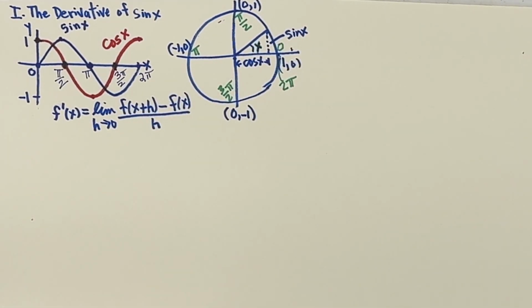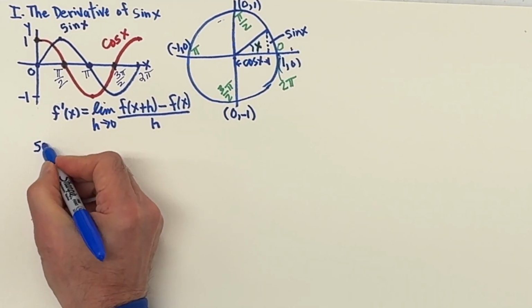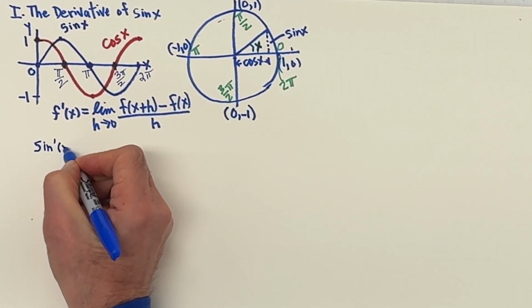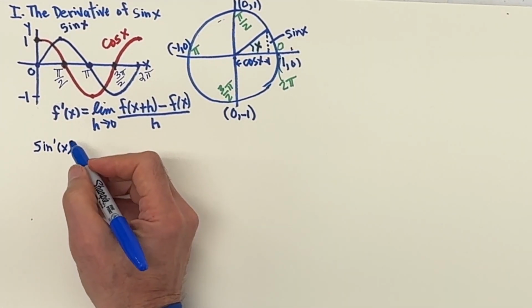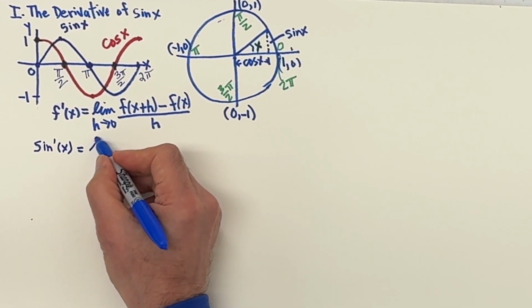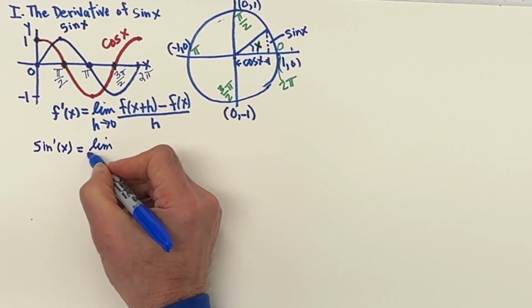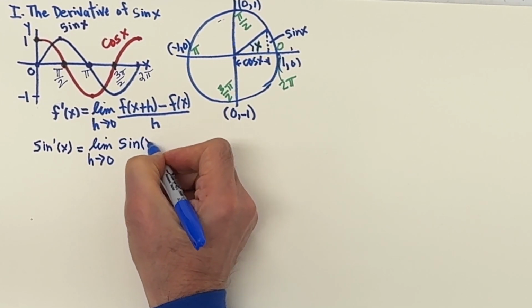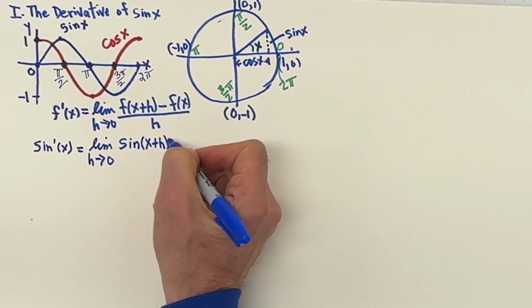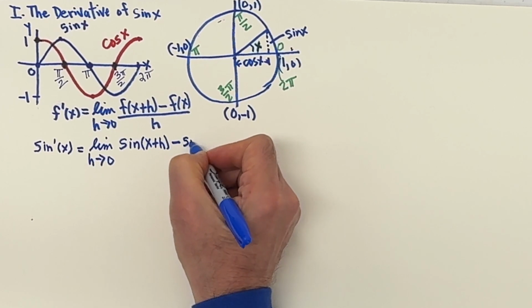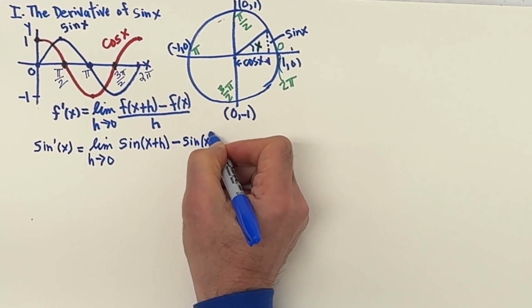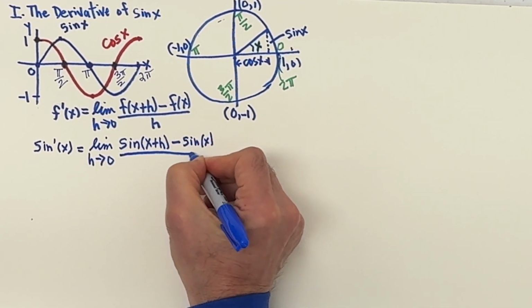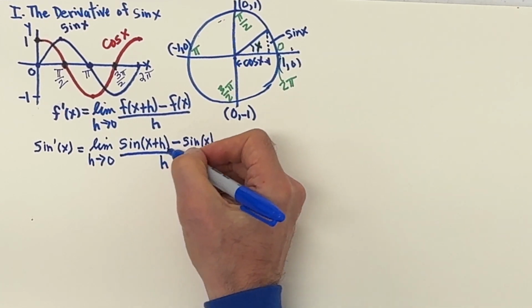All right, now to do this, for the derivative of the sine, we need to replace the f with the sine function. So we're going to have the sine of x plus h minus the sine of x, and that's going to be over h.